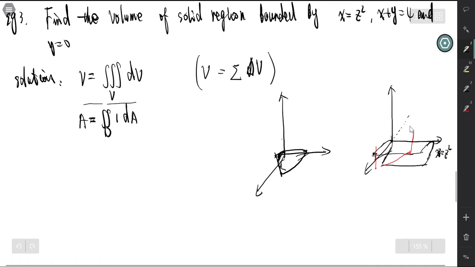I can draw here, from here to here. Select this from the origin. It's like this. The region is like this. It's this part. In this example, maybe it's easier to integrate y first, because the region is parallel to the y axis.